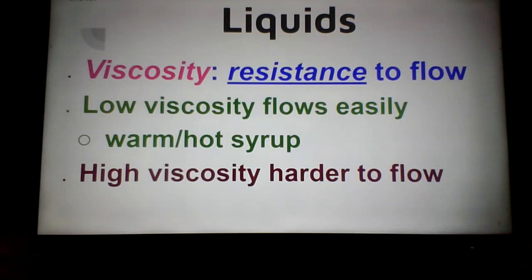With motor oils, you want a high viscosity so the oil sticks to the engine parts better and reduces the amount of friction that could wear down those engine parts. So in some cases, we want high viscosity. Cold syrup, probably not, but motor oil, very likely we want higher viscosity. Viscosity, again, is the resistance to flow. Thicker liquids have higher viscosity because thicker liquids resist flow.